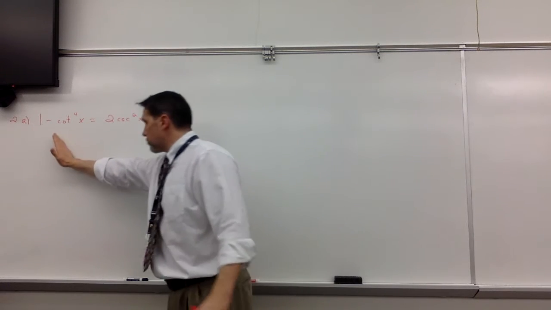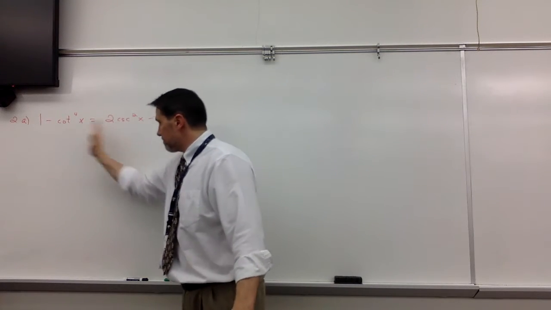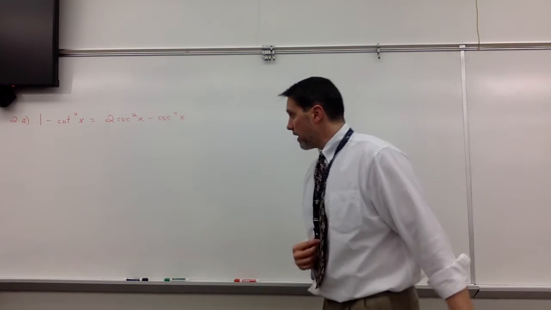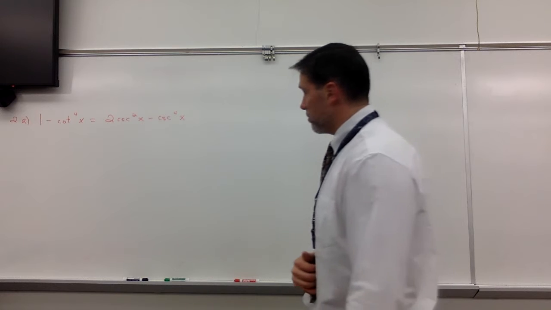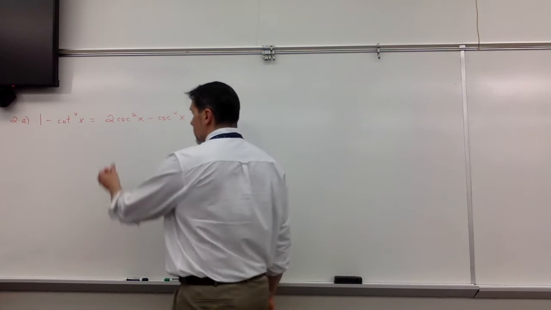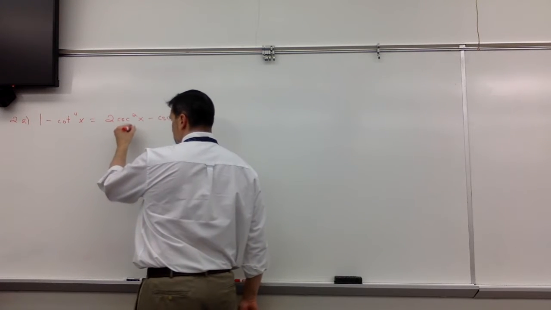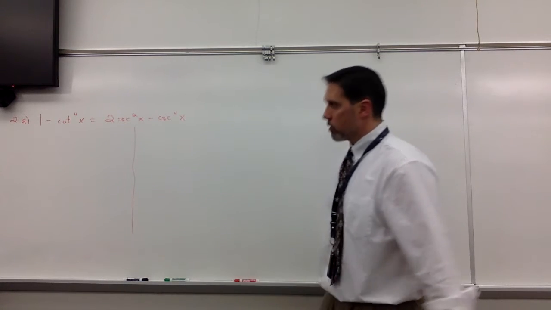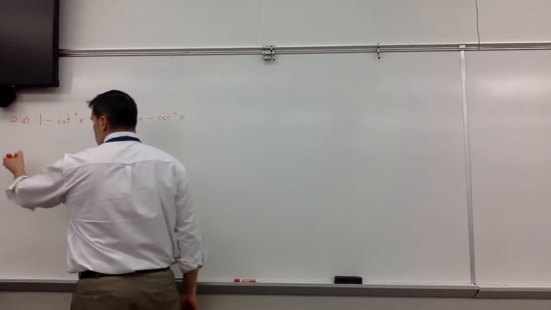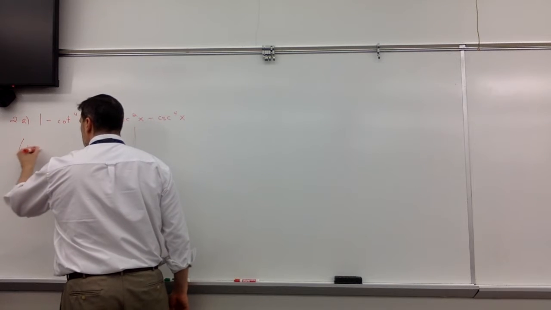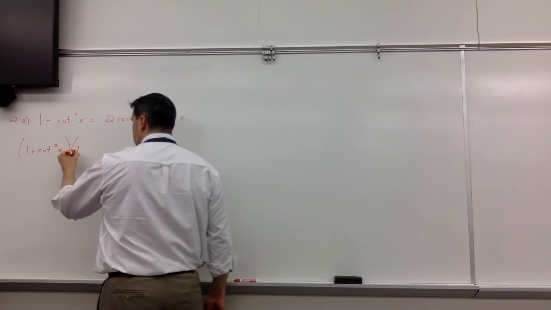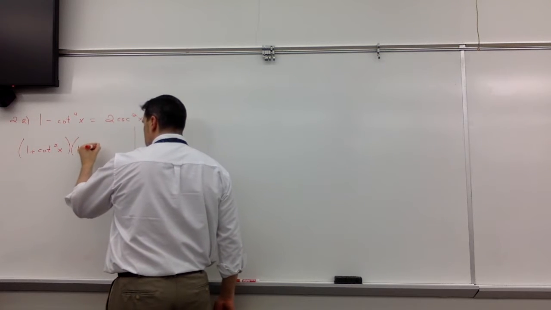You can either work with the left side or the right side, and either way I think is going to be just as much work. And it's going to involve factoring probably one way or the other. So I was thinking maybe the left side. 1 minus cotangent to the fourth is the difference of squares. So I was thinking 1 plus cotangent squared x times 1 minus cotangent squared x.